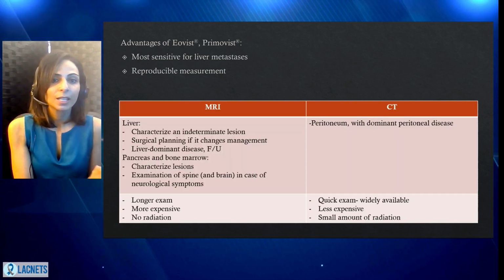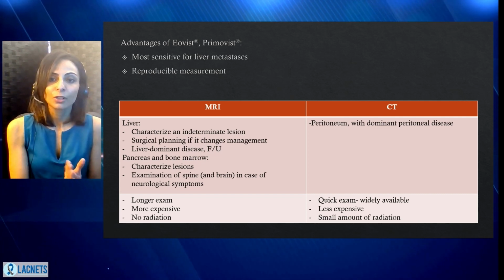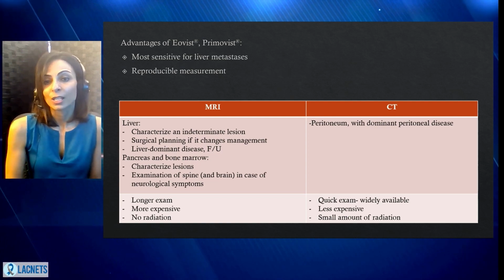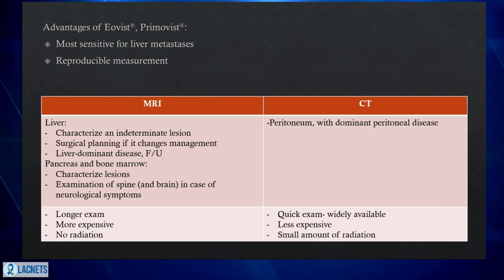So briefly, who needs an MRI, who needs a CT? It's really dependent on the indication. For the liver specifically, the liver is an organ that's commonly involved with neuroendocrine tumors. If we need to characterize an indeterminate lesion on CT or on PET, MRI is very helpful. If we want, for surgical planning, if it might change management if we detect small lesions, or if we have liver dominant disease that we want to follow up over time, then MRI with hepatospecific contrast is very helpful.